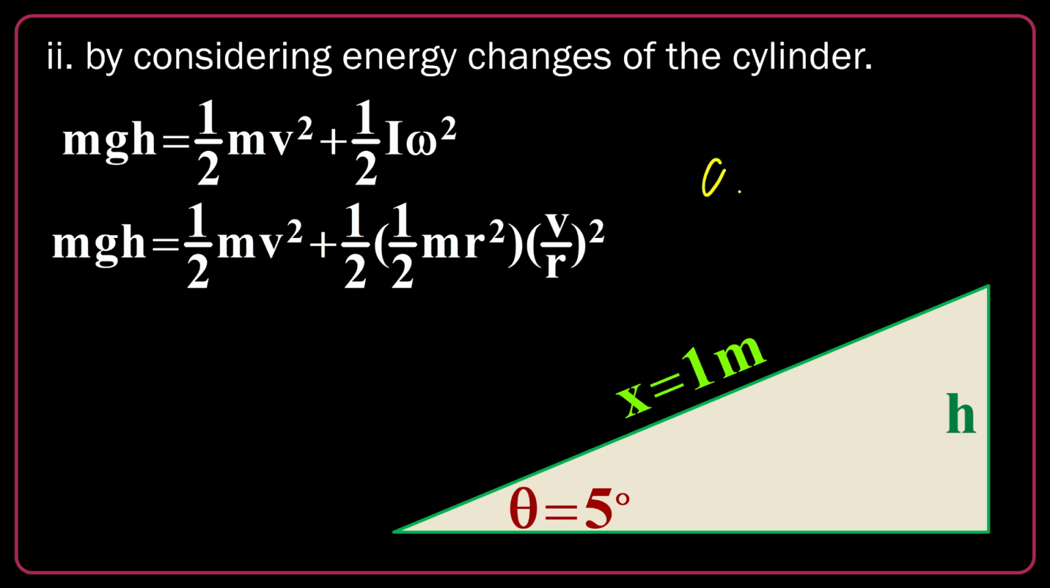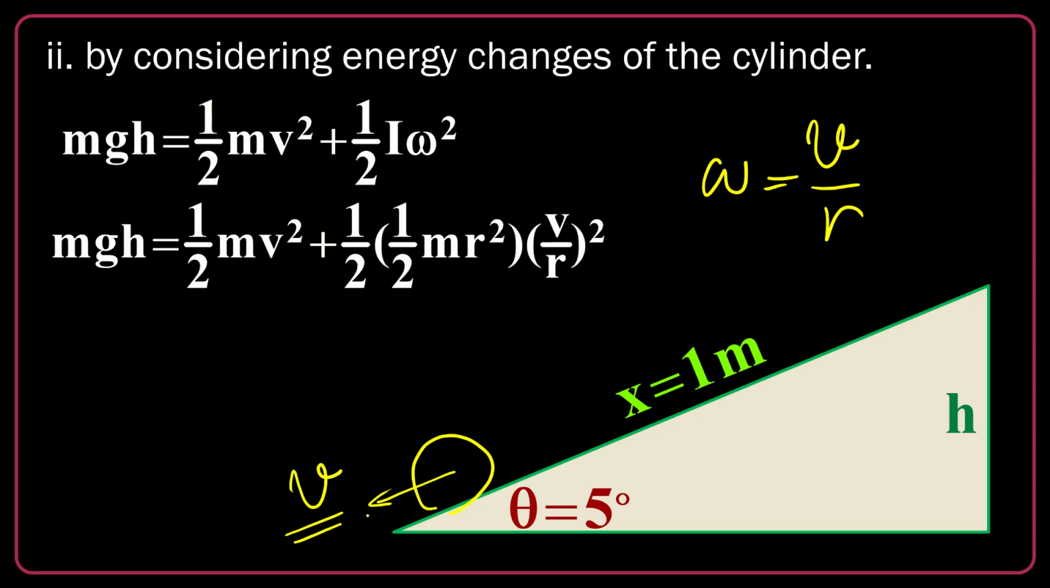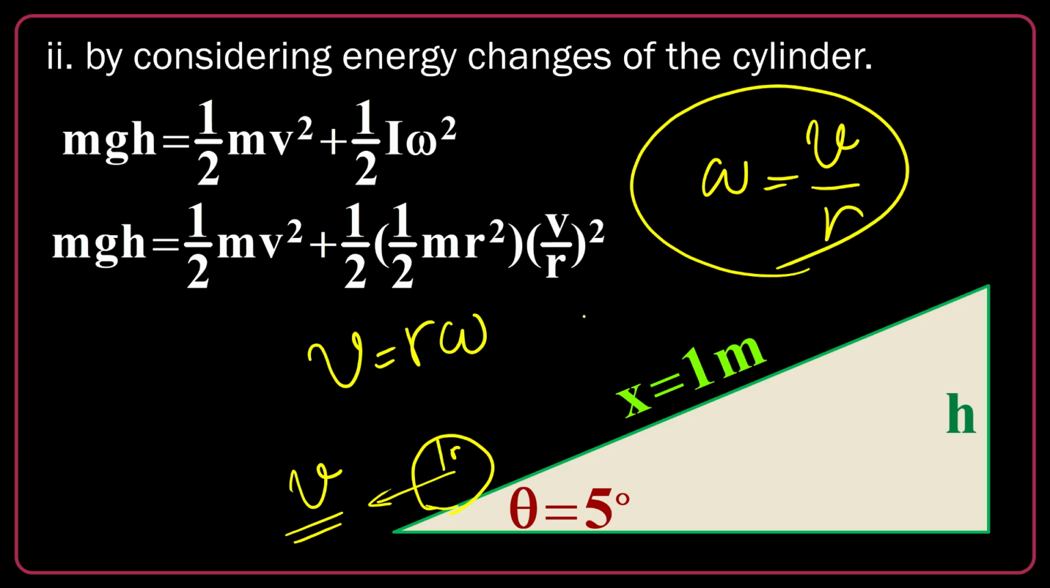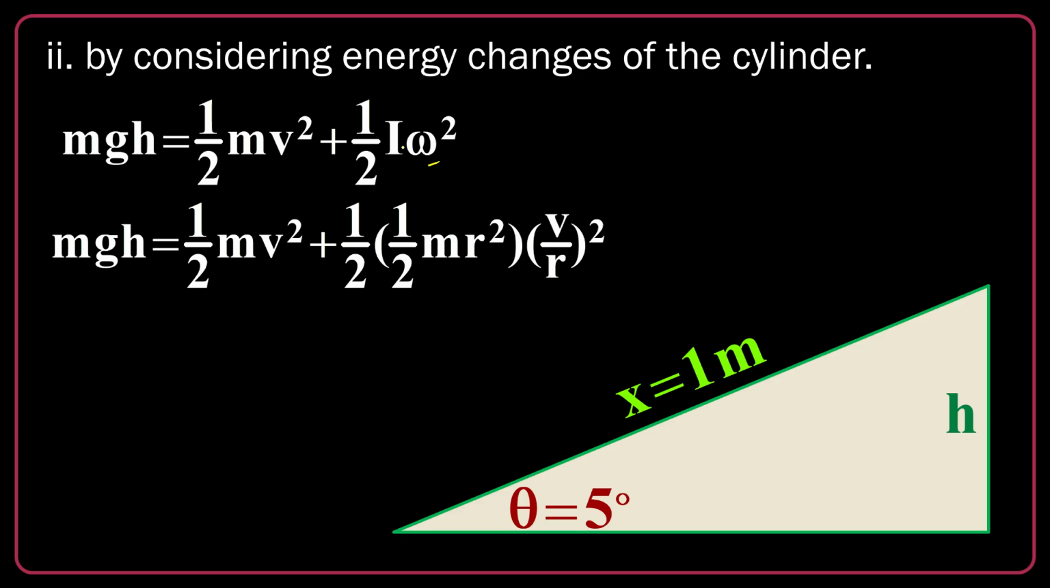And here omega is supposed to be v divided by r. V is exactly the final translational linear speed, okay? And r is the radius of the cylinder. You know, v is equal to r omega, so omega is v over r. We have used this here, okay?